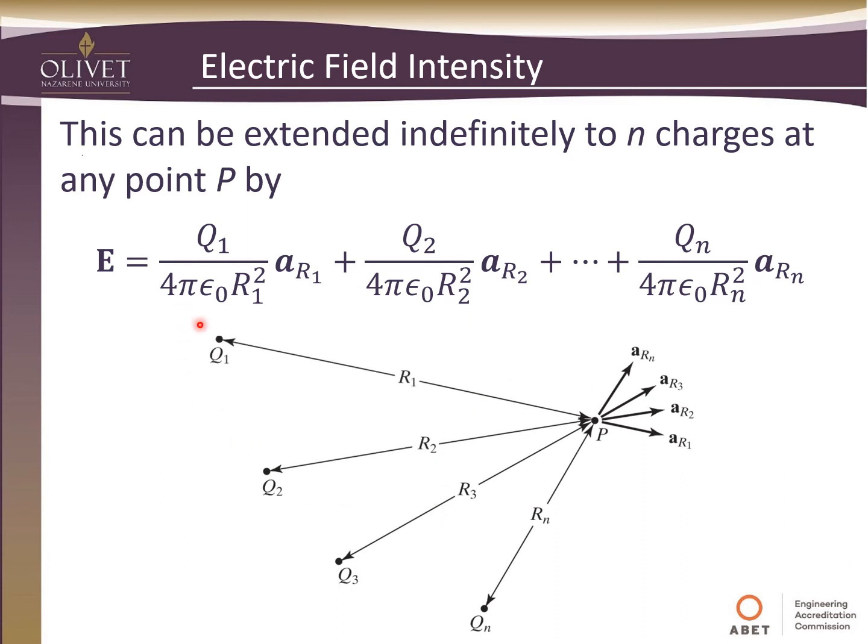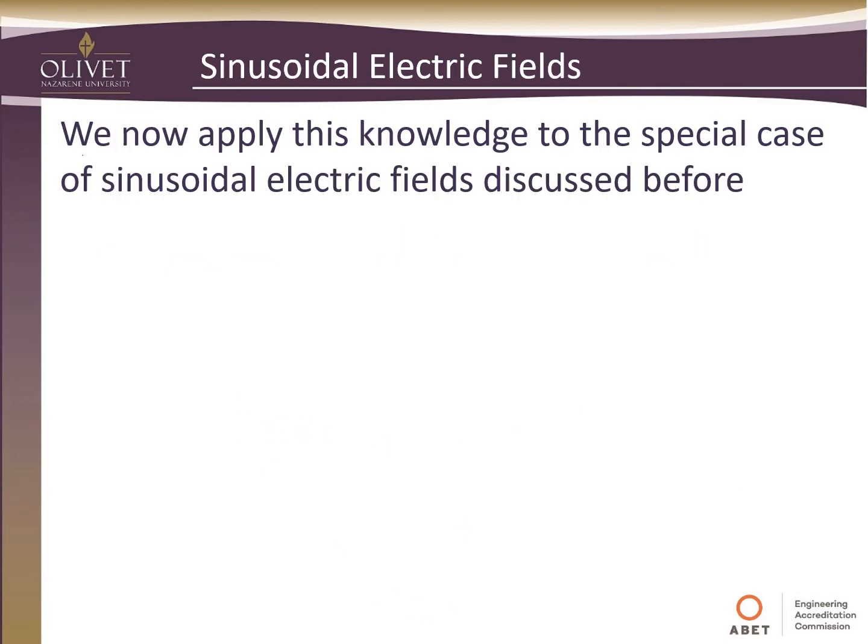Here's a graph of what that would look like. If we had Q1, Q2, Q3, all the way up to Qn, and we're interested in this point, you can see these are the unit vectors associated with each of those, and so we can calculate that and do the vector addition. It should be some force going probably in this direction here, with the quantity determined by the charge values of each of the points. Hopefully we've seen all that before in physics class.